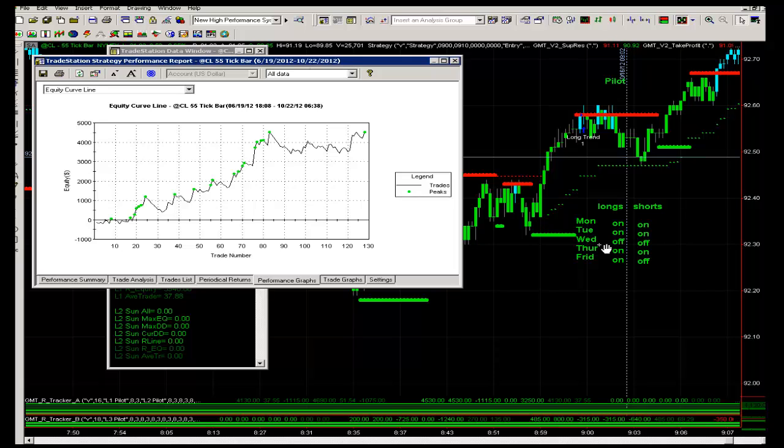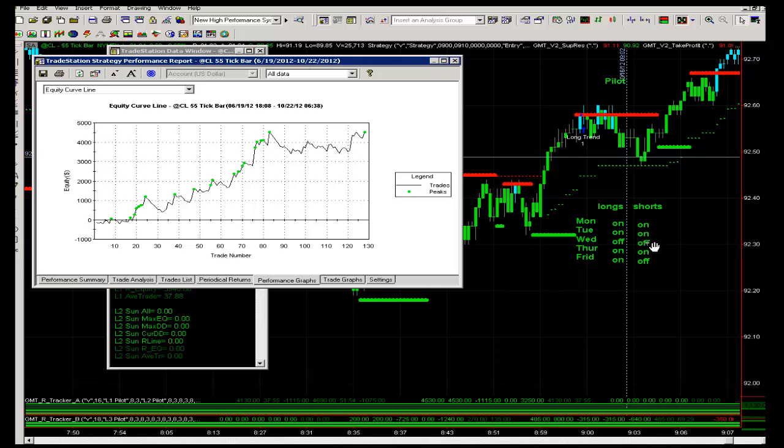So the current settings for SN03, and I'll be posting this up on the site, but if you want to take some notes here: Monday, Tuesday, Wednesday, Thursday, Friday. On the long side, you're only trading Monday, Tuesday, Thursday, Friday. On the short side, we're looking more at Monday, Tuesday, and then Thursday.